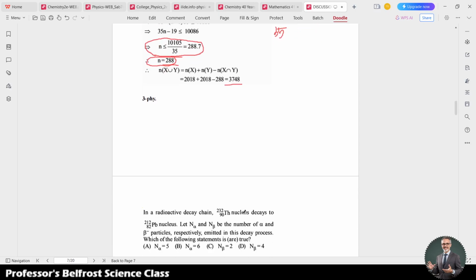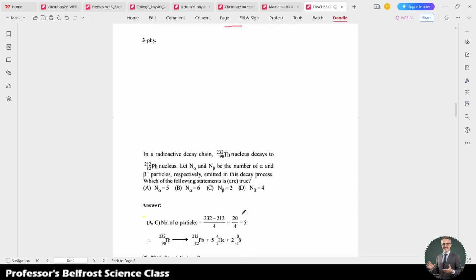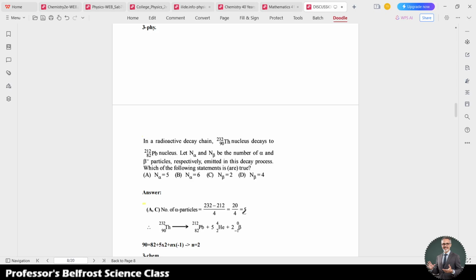Now the second problem is related to physics. In a radioactive decay chain, the thorium-232 nucleus decays to a lead-212 nucleus, and let N alpha and N beta be the number of alpha and beta minus particles, respectively, emitted in the decay process. Which of the following statements are true?